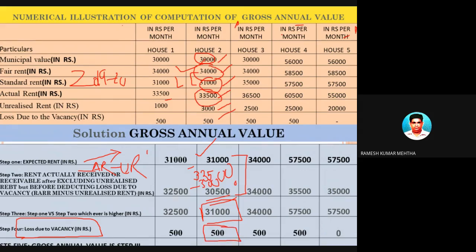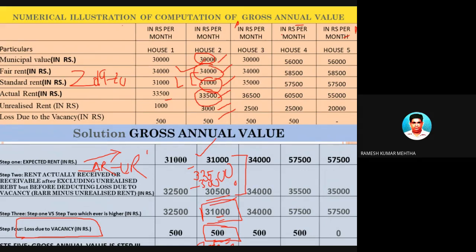The loss is 500 rupees. Next, step number five is step number three minus step number four. So step number three is 31,000. Step number four is 500. So deduct 500 from 31,000. It is 30,500. So the gross annual value of the house property is 30,500. So this is the gross annual value of the second house property.